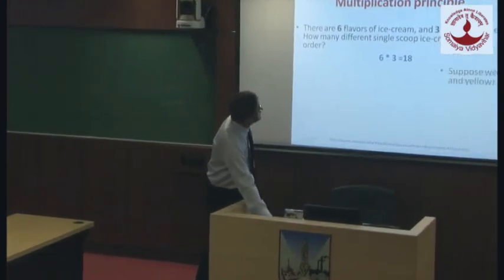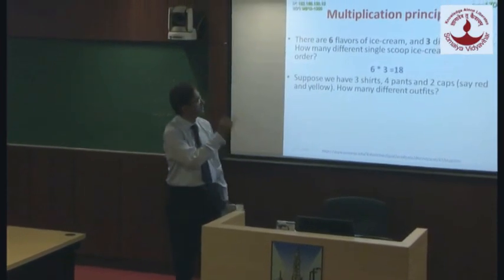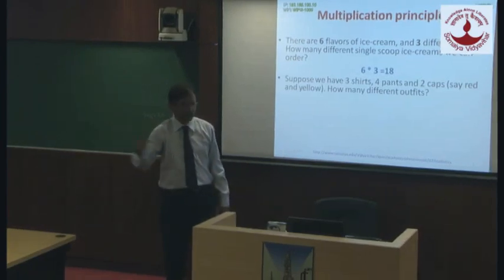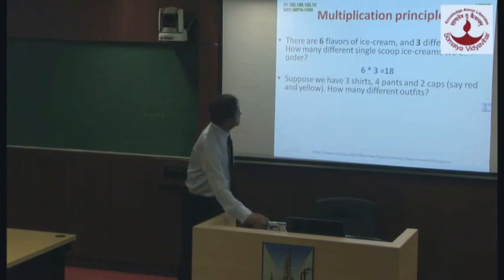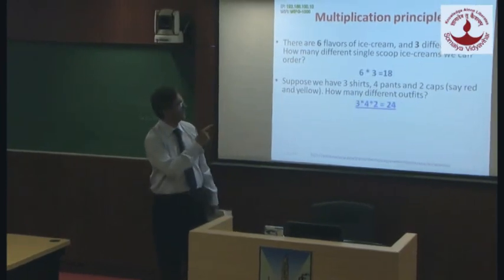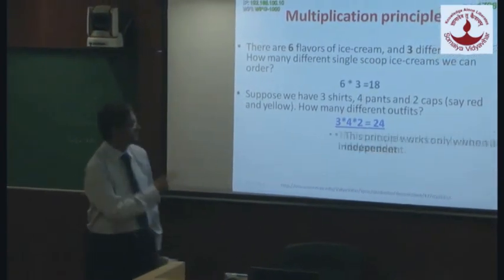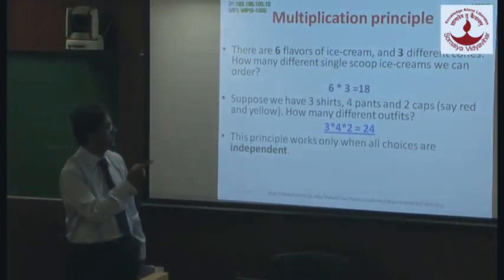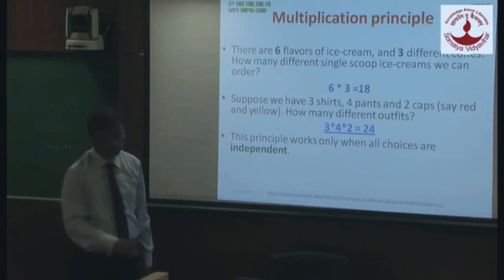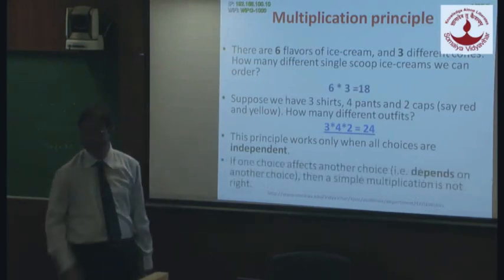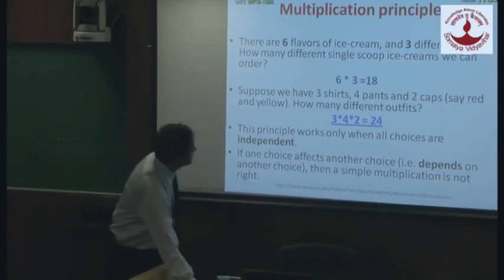Okay, here is one more example. 3 shirts. Now this is the extension. Instead of 2, I am considering 3 shirts, 4 pants and 2 caps. So again all these 3 are independent. So the total number of different outfits will be 3 into 4 into 2, that is 24. And therefore this principle works only when all the choices are independent. Otherwise the principle of addition is used when they are dependent. Is that okay?